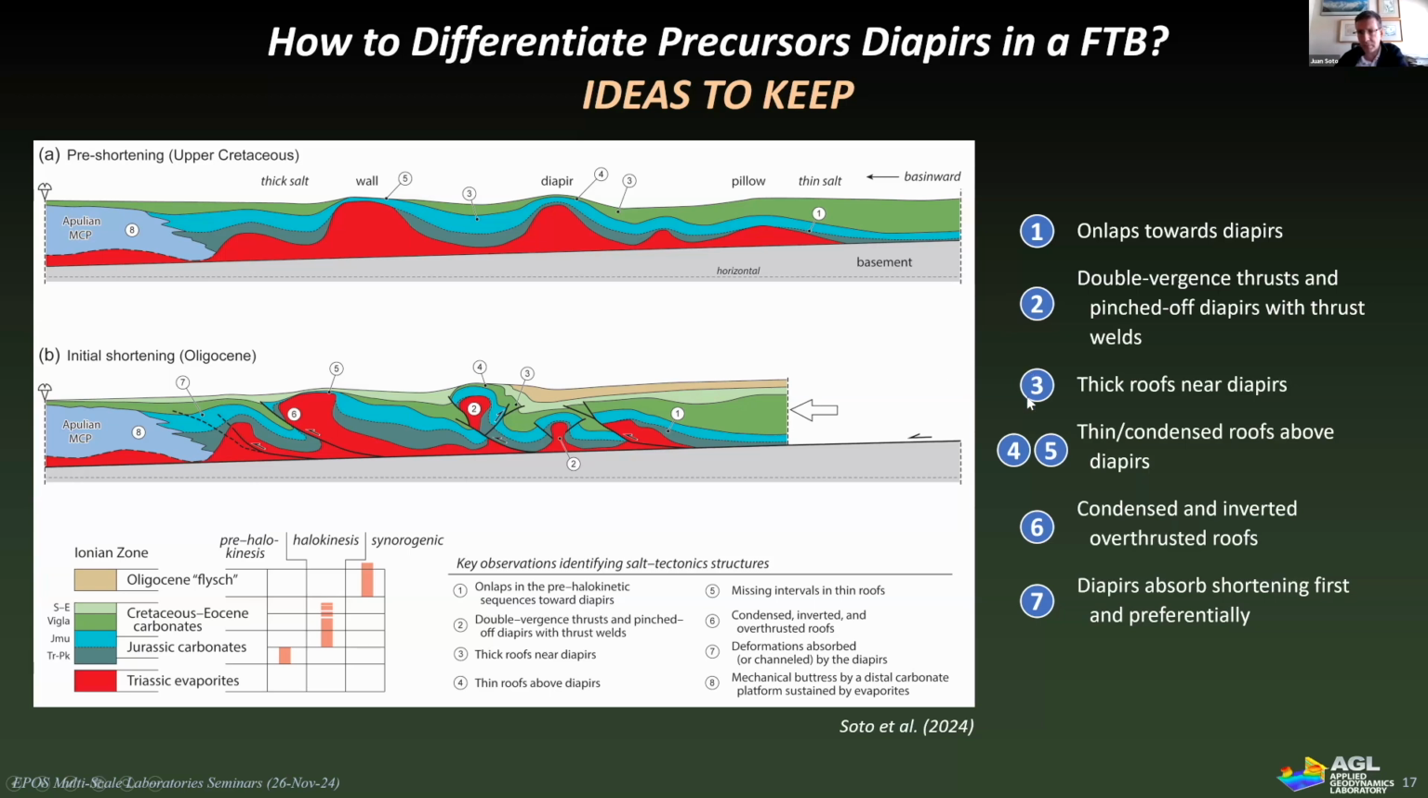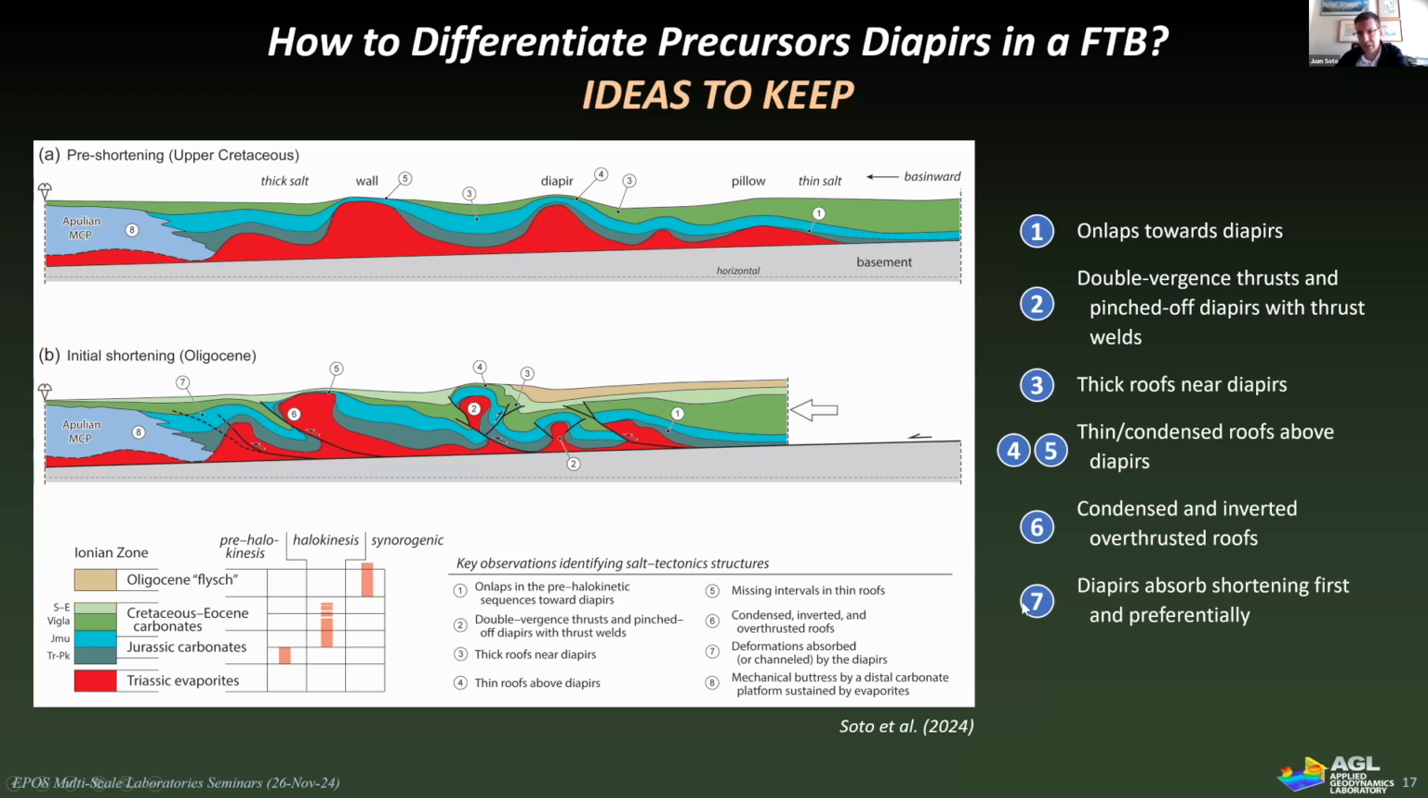We also have locations in which we can have a very thick sequence on top of the Triassic, on top of the evaporites, and they decrease in thickness. And we even have omission and condensed sections on top of previous structures. So these are important observations to document the occurrence of previous diapirs.